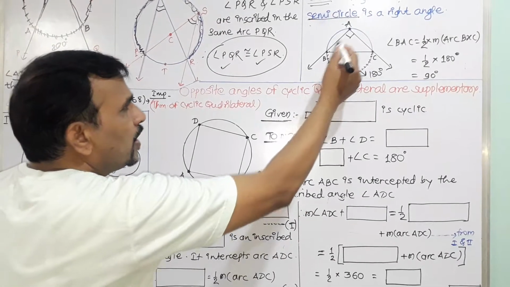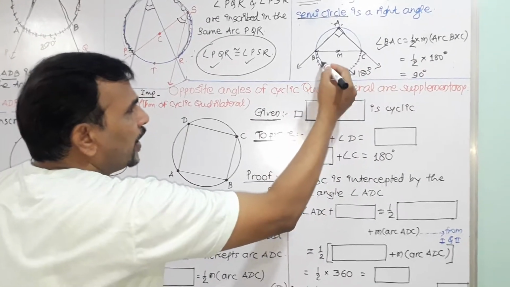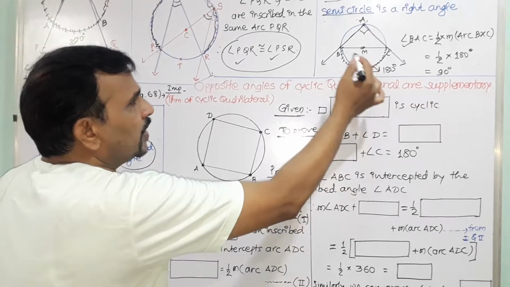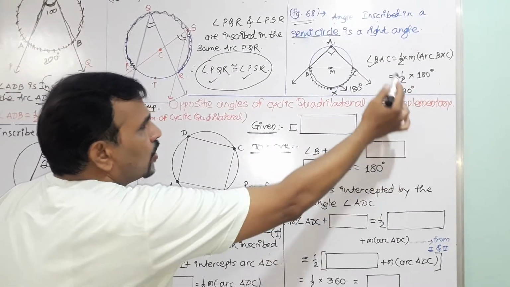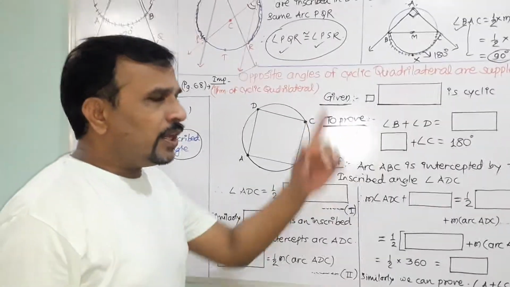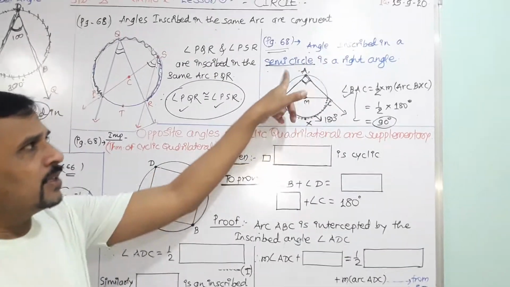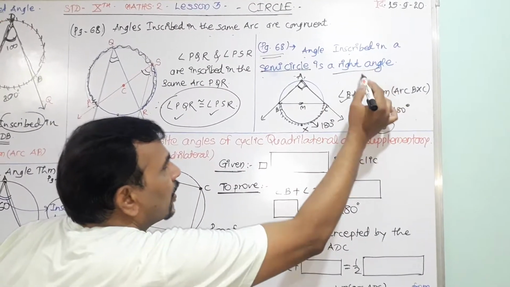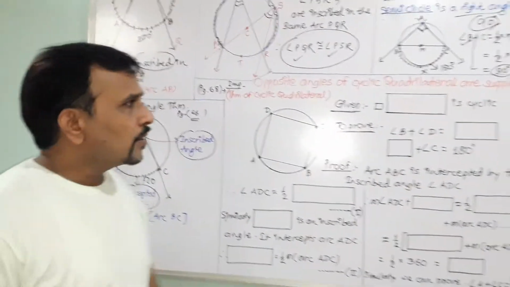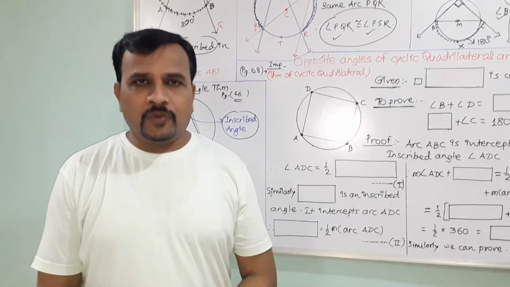So angle BAC, this angle, is half of the intercepted arc, that is arc DXC. We know the measure of a semicircle is 180. So angle BAC is 90 degrees. This one is a right angle. Very useful corollary to solve the problems. Angle inscribed in a semicircle is a right angle. Right angle means its measure is 90 degrees. Okay. All these things are very important to solve practice set 3.4.